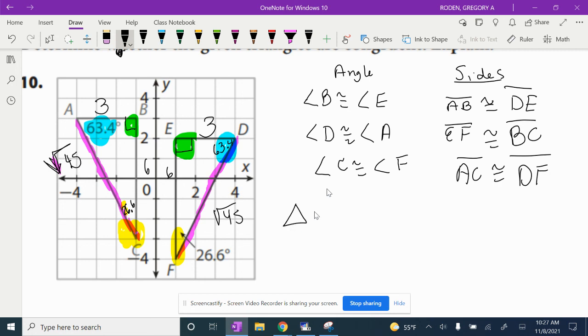Triangle ABC is congruent to, what is it? Triangle DEF. Okay, do we all agree that A corresponds with D, and B corresponds with E, and C corresponds with F? It just happens to be boring alphabetical. Guys, are you starting to see this a little bit?